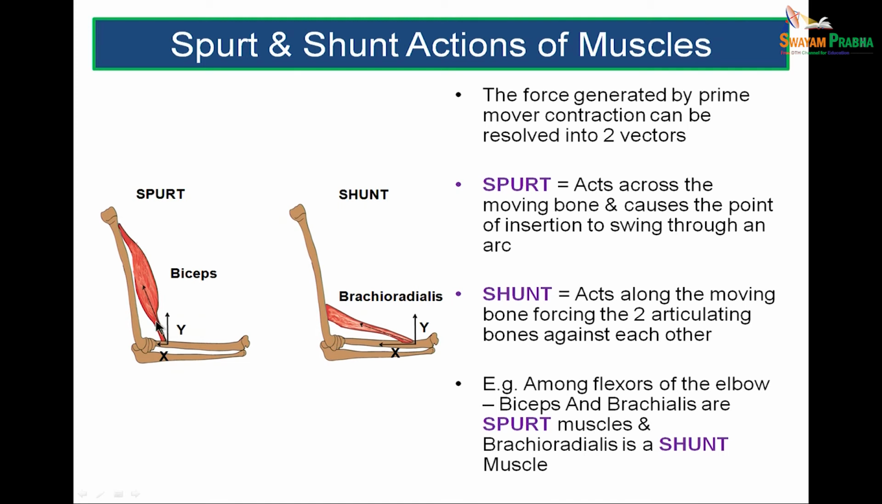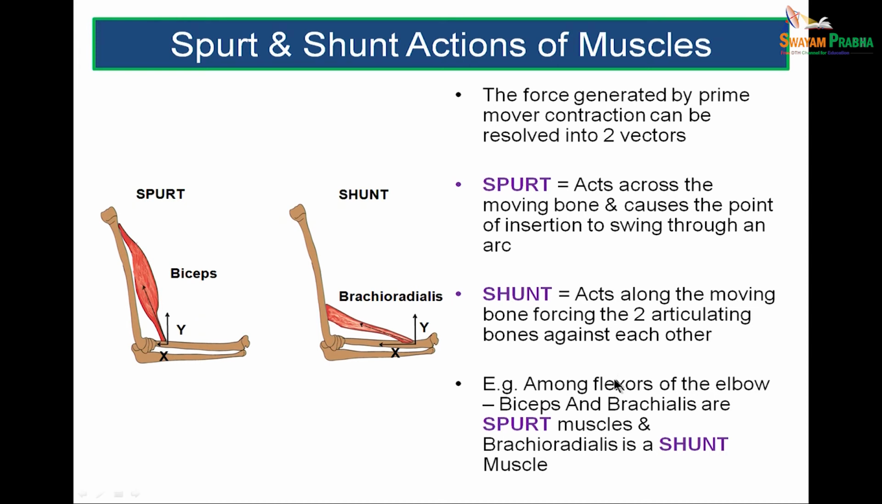A spurt action acts across the bone and the point of insertion swings through an arc, whereas a shunt muscle acts along the bone and forces the two articulating surfaces together, like in this. Brachioradialis is going to pull the forearm bones towards the humerus and bring bone against bone. This is called shunt action, whereas this is a spurt action of biceps or even the brachialis.